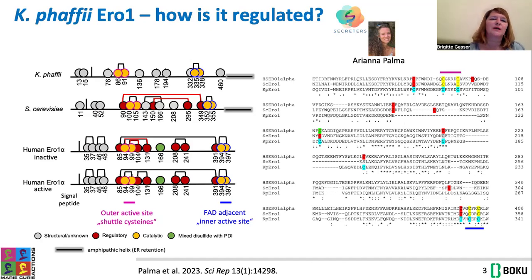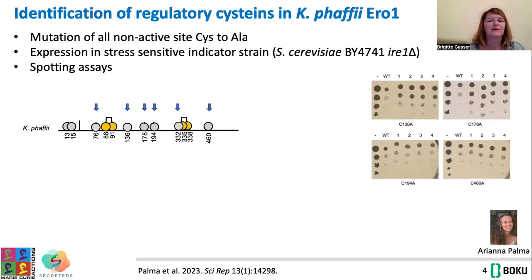In order to find out how ERO1 in Pichia is regulated, Ariana adopted an assay known for Saccharomyces, and she mutated all non-active site cysteines to alanine and expressed them in an indicator strain, which is a Saccharomyces cerevisiae strain that is especially stress sensitive. And what you can see here is that she performed spotting assays of all these isoforms with a single cysteine mutated to alanine. And when they are growing similar to the wild type or even a bit better, this means that nothing is happening.